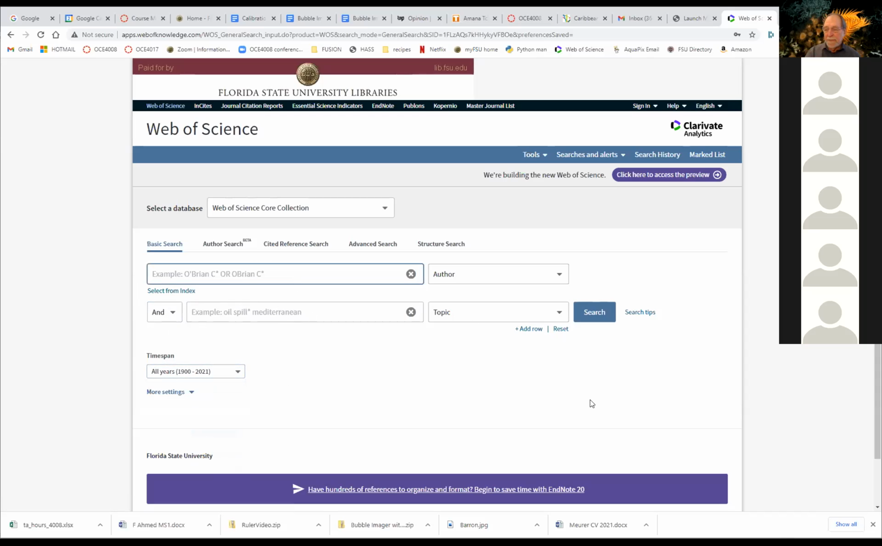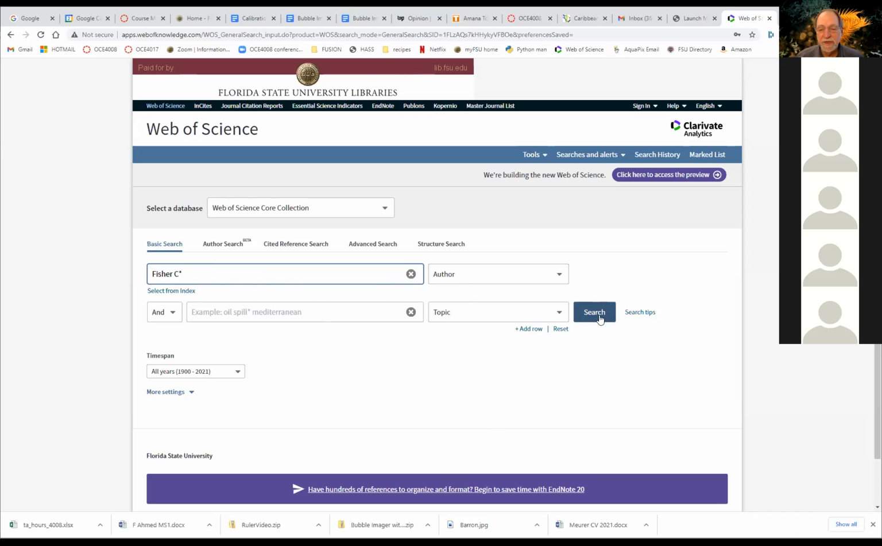Okay, so for this example, I'm going to ask you to search for an author, and I'm going to pick Charles Fisher. Charles Fisher is a colleague of mine, somebody I've worked with, and he's done a lot of work on corals. So I'm going to write in Fisher C with an asterisk, and that's how you enter authors: the last name, the first initial of the first name, followed by an asterisk. That's going to find all of the people with Fisher.